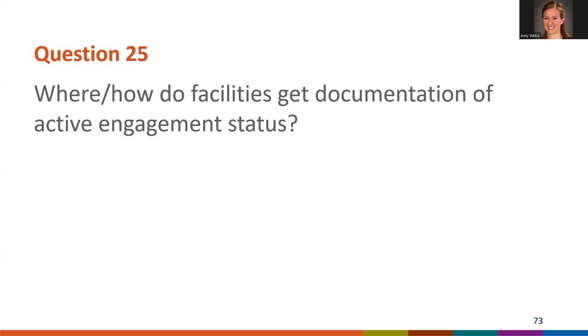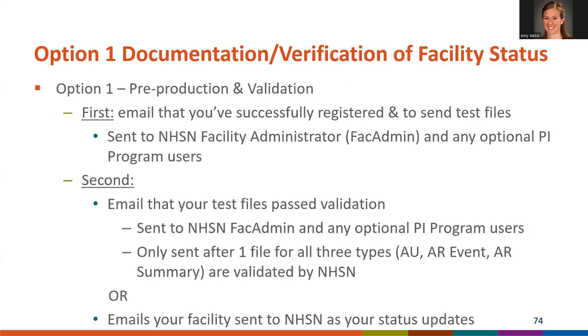Where and how do facilities get documentation of active engagement status? For option one, those folks in the pre-production and validation phase, first, you use the email that says you've successfully registered and the invitation to send test files. That email is sent to the NHSN facility administrator and any of those optional PI program contact users. And then second, you can use either the email that says your test files have passed validation or the emails that your facility sent to NHSN as your status updates in the event that you're still working on creating the test files.